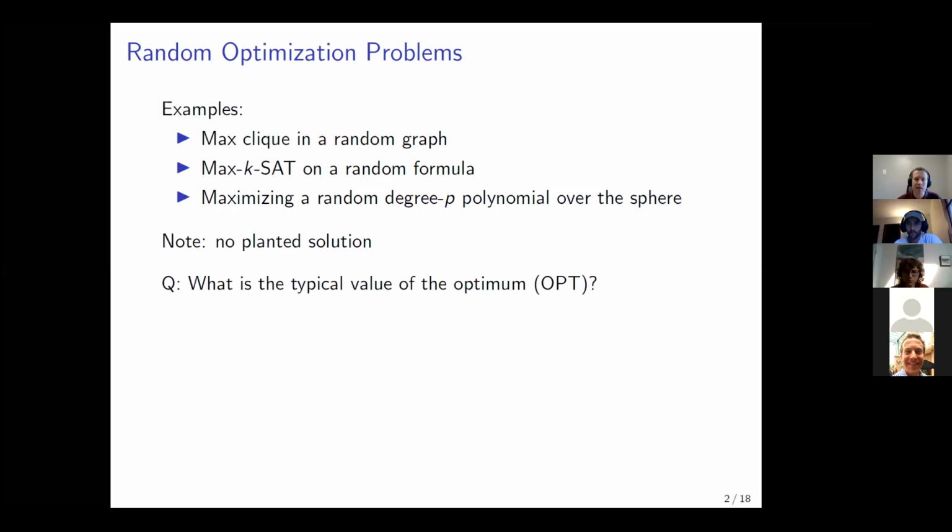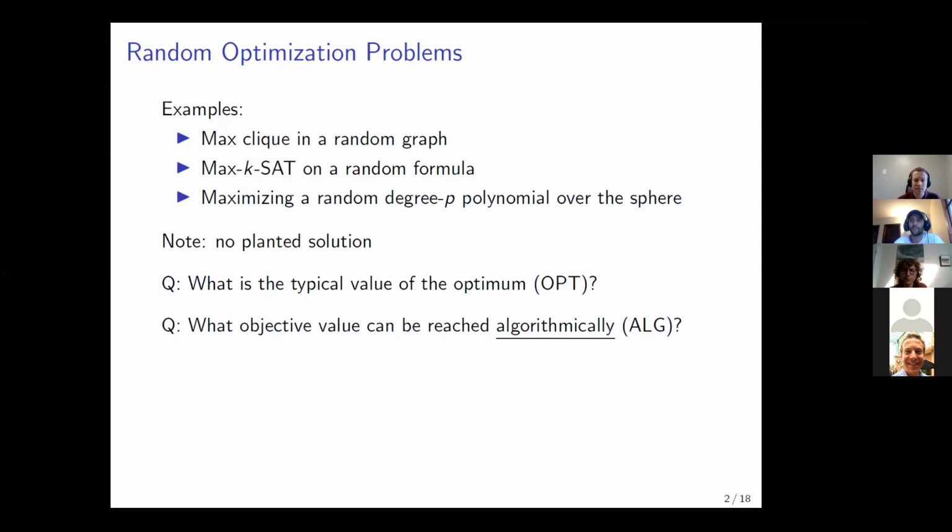There are a few natural questions to ask here. The first one is just, for a typical random instance, what is the optimum value? I give you a random graph. How big is the actual biggest clique in that graph? But more relevant to the algorithmic question, we'd like to know what objective value you can reach with a polynomial time algorithm. So I'm going to write OPT for the actual optimum value and write ALG for the best possible value that we can achieve with known polynomial time algorithms.